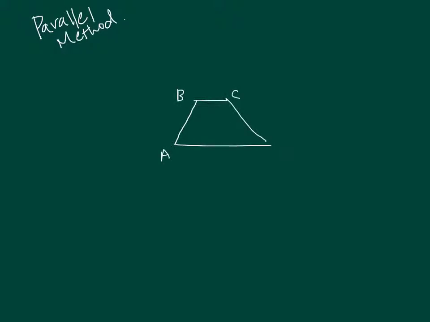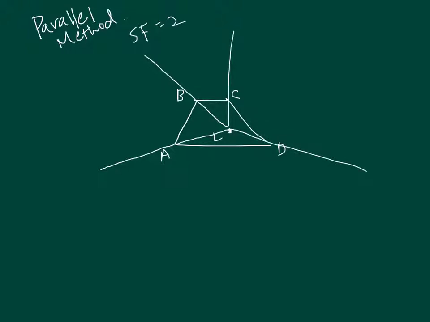So how do we do the parallel method? Let's take trapezoid ABCD, and let's plot the center of dilation L. You pretty much do the same thing. You draw a ray to L. Let's use the scale factor of 2, and draw a ray to all the vertices. Since we are using a scale factor of 2, you double the length of LA and plot the point A prime. So LA prime is twice as long as LA.